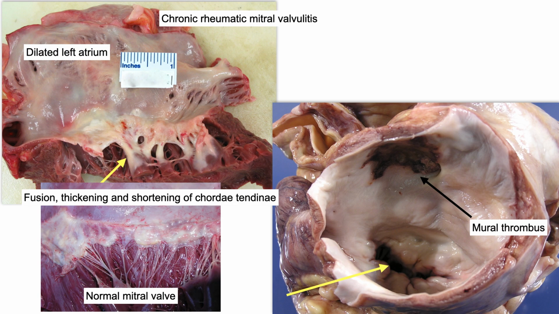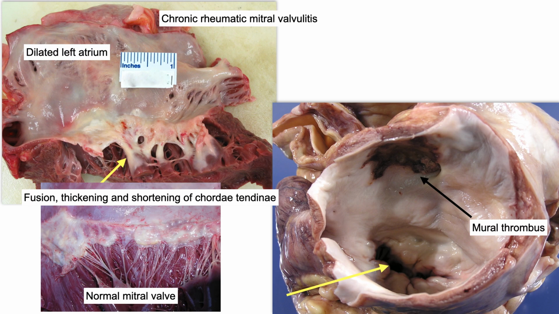In chronic rheumatic mitral valvulitis, the characteristic appearance is fusion, thickening, and shortening of the chordae tendineae. So the bottom left is a normal mitral valve. You can see tons of chordae tendineae. And at the top, you see about 5 at the yellow arrow. So there are fusions, thickening, and shortening. The other thing that will be described is a fish mouth appearance, which is in the bottom right.